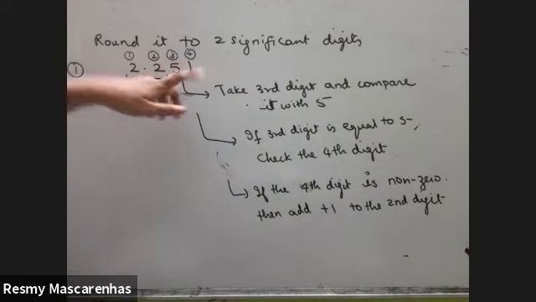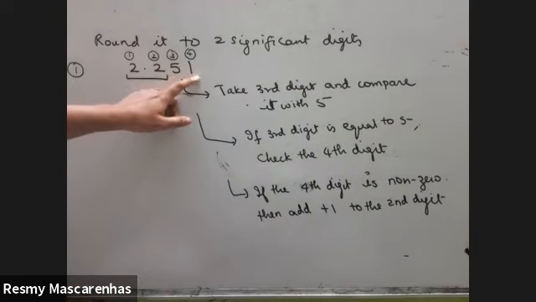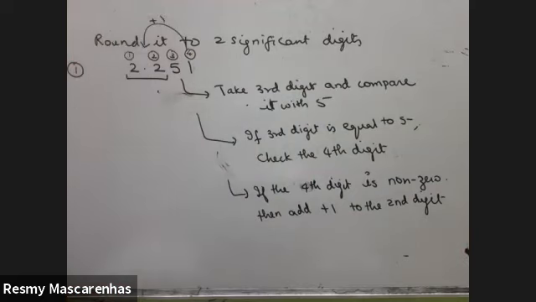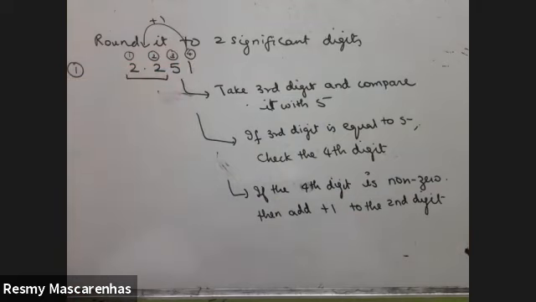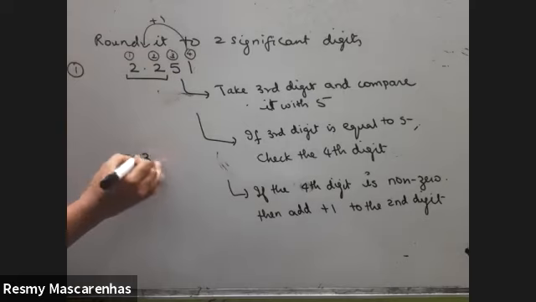If it is 0, then what to do? That will be the next rule, and that also I will teach. Now, as long as this fourth digit is not 0, you just have to add 1. Why? Because the fourth digit is non-zero. If the third digit is 5, then we have to move on to the fourth digit. So the answer will be 2.3.